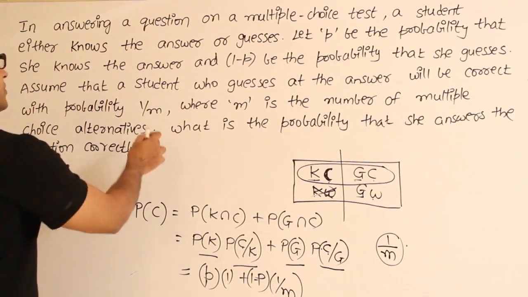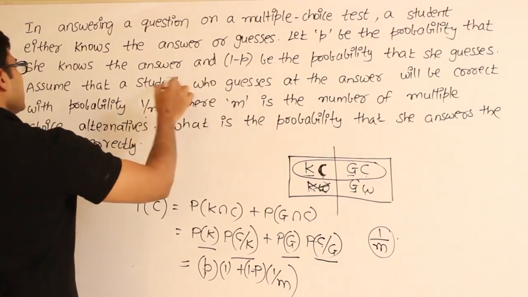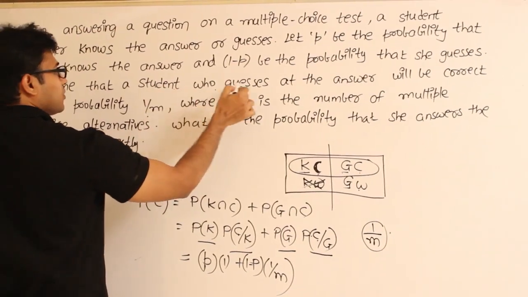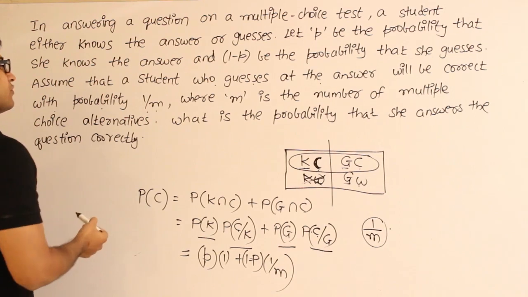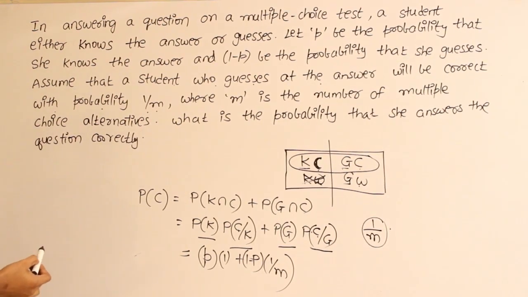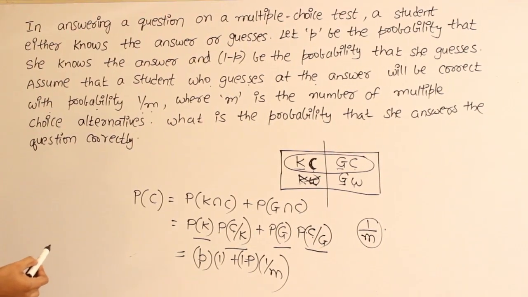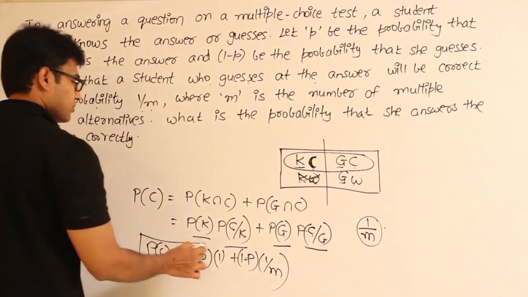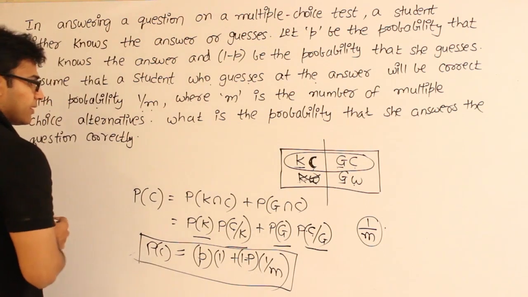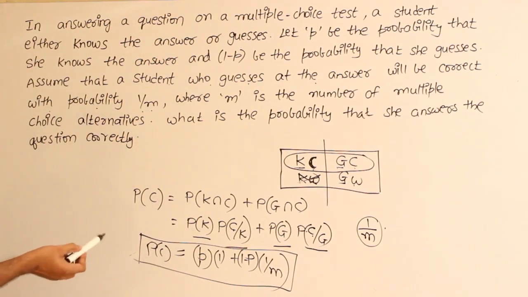right? Here, we assume that the student who guesses at the answer will be right with probability 1 by m, where m is the number of multiple choice alternatives, right? Therefore, the probability that she answers it correctly is equal to this one. Got it? So how did I solve it?